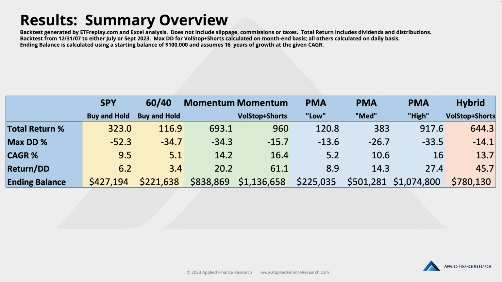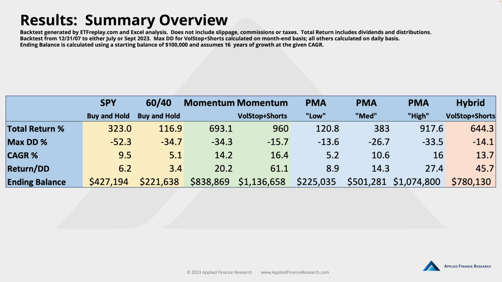This particular configuration, this one that we're looking at here, is personally my favorite configuration of the hybrid system, and it's the one that I'm using in my son's college tuition account. Here we have a total return of 644.3, a maximum drawdown of minus 14.1, a CAGR of 13.7, a return to drawdown ratio of 45.77, and an ending balance of 780,130.